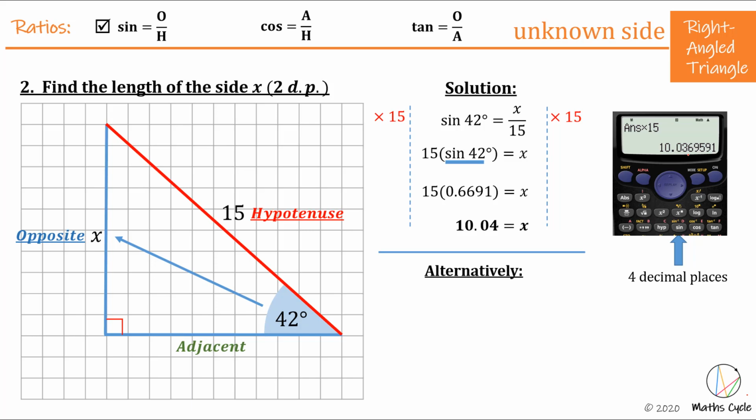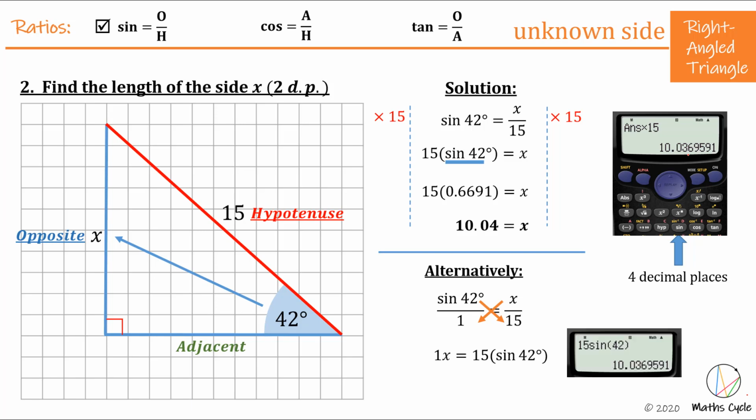Alternatively, we can put the sine of 42 over 1, and then we've created one ratio equals another ratio, which means we can cross multiply. So we have x multiplied by 1 equals 15 times the sine of 42. And as I said, you can put that straight into your calculator. 15 sine 42 equals 10.036, rounded up to 10.04. So that is the length in units of the side x.